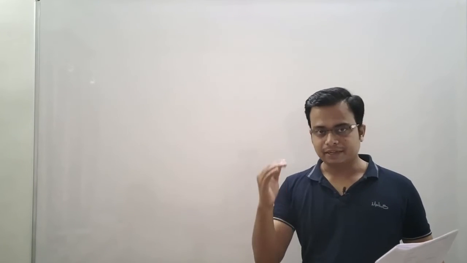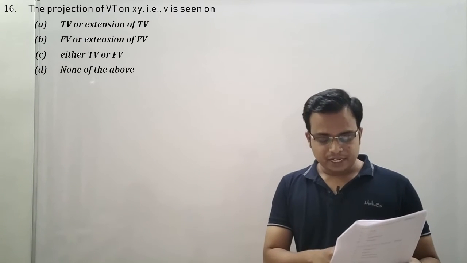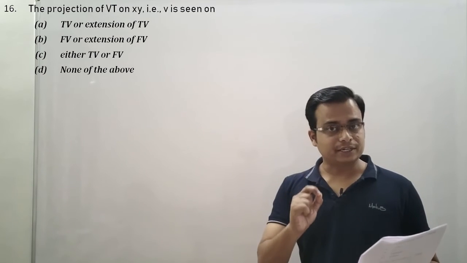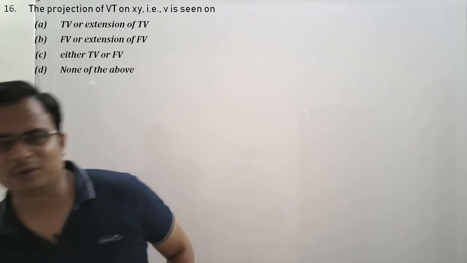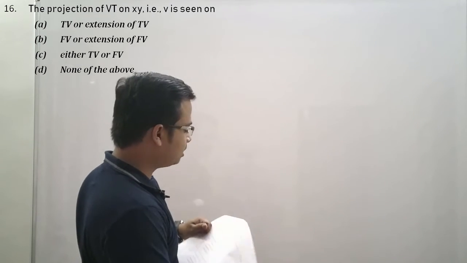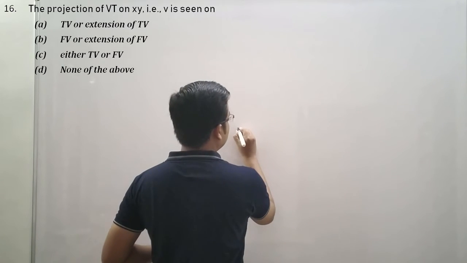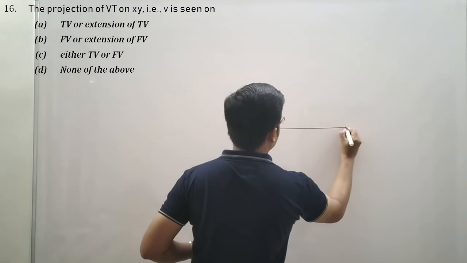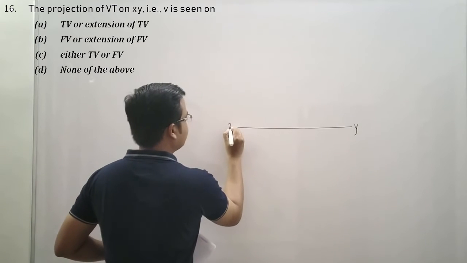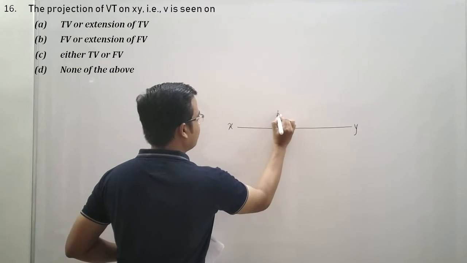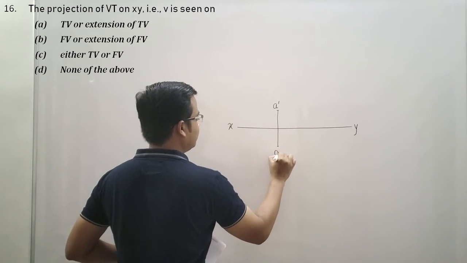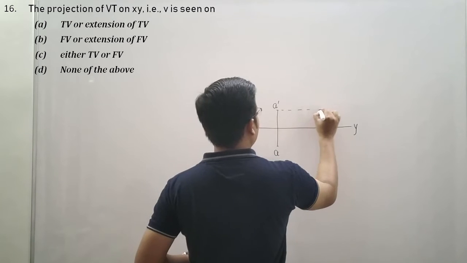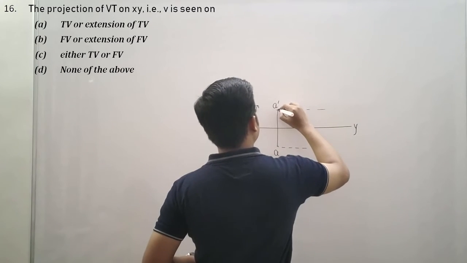Done and dusted. Okay guys, now let us focus on problem 16, and here we go. The projection of VT on XY, that is, V is seen on... Now this is going to be very easy, and let us try to understand this with the help of this very simple illustration. So what I've drawn right now is an XY line, and let's just say this is endpoint A dash, and that's A, and let's say this is the final front view.